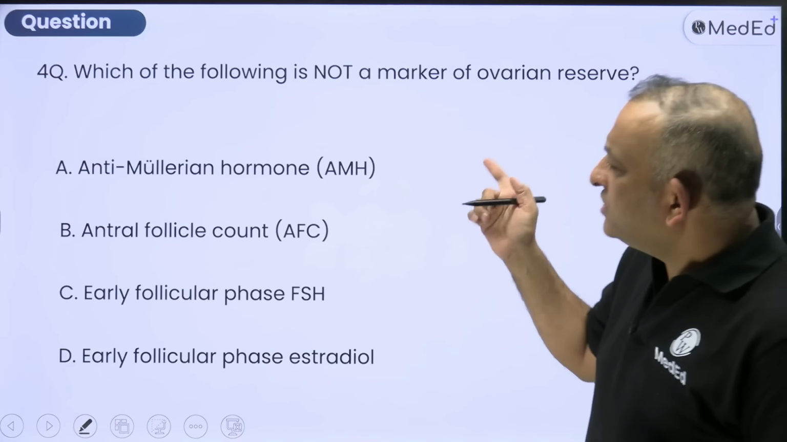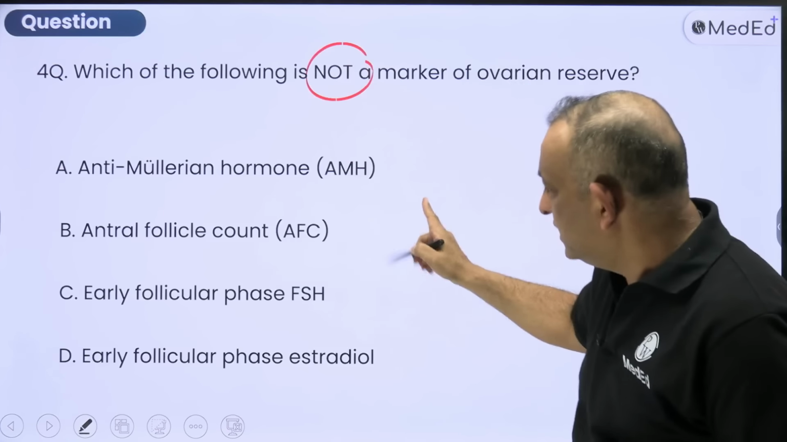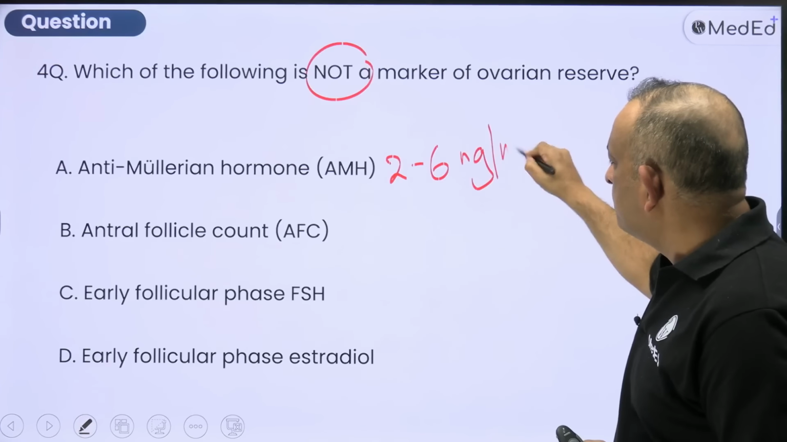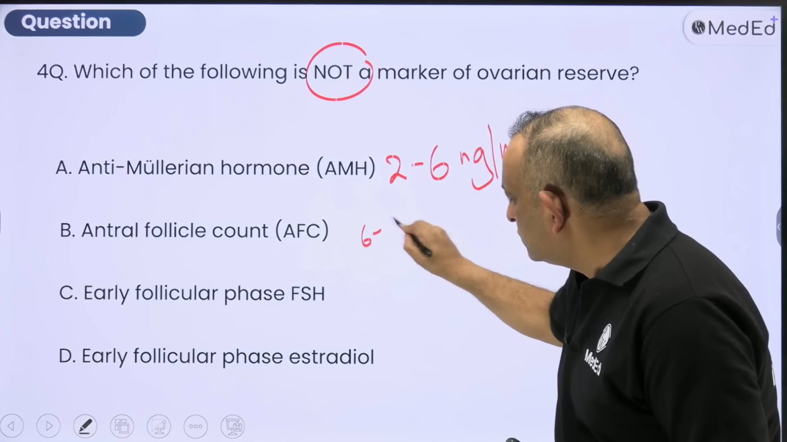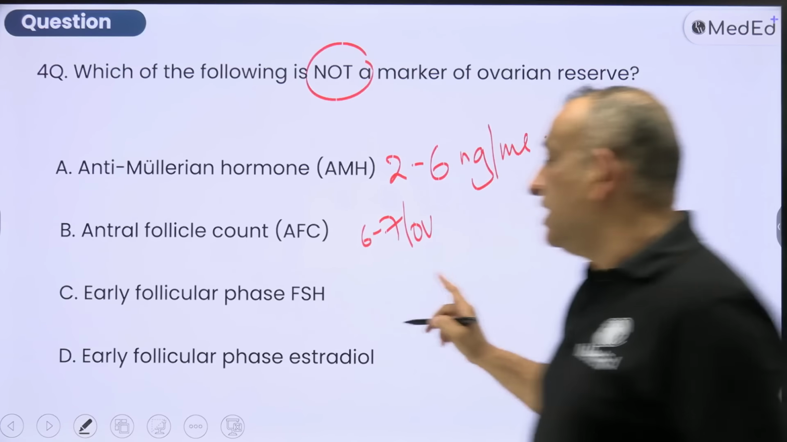Now, which are the tests which are not used, which is not a marker? So AMH is 2 to 6 nanograms per ml. Yes. Then antral follicle count, it should be at least 6 to 7 antral follicles per ovary. And the exam question was, what is a low antral follicle count?